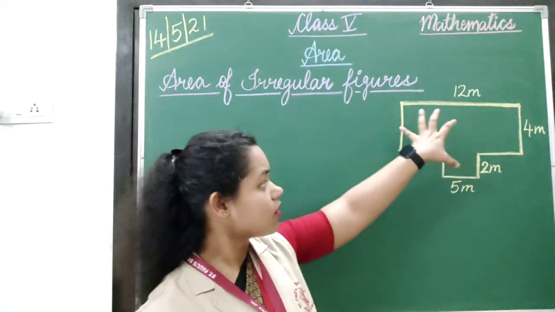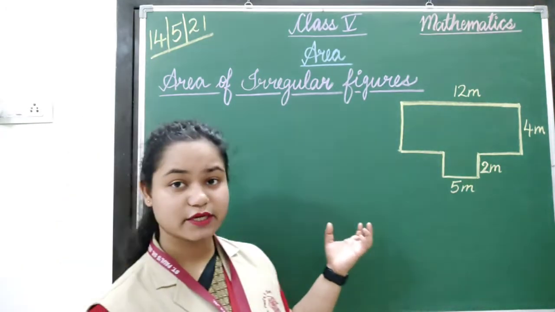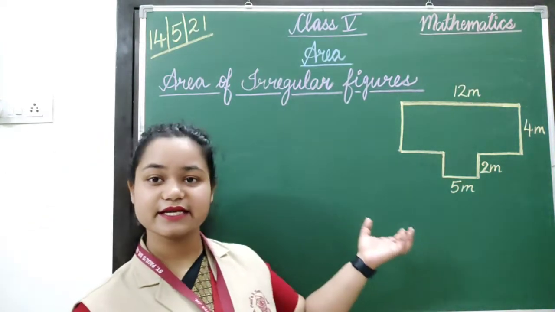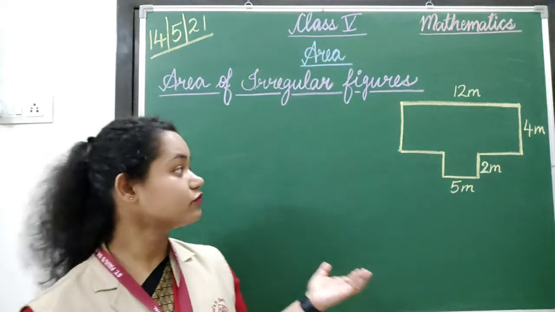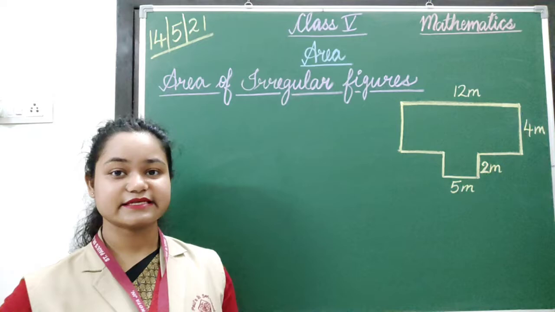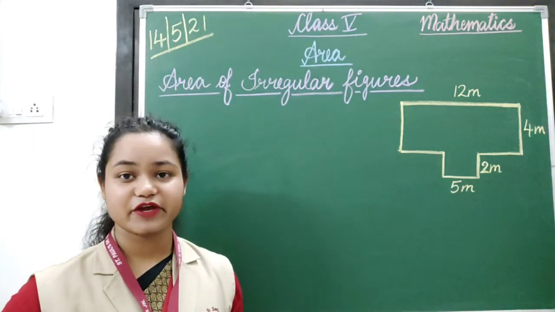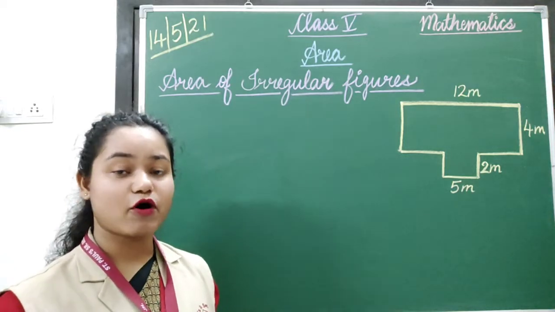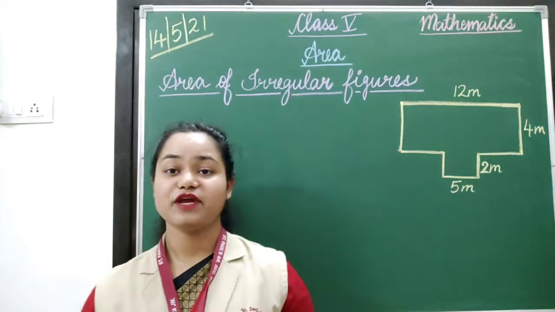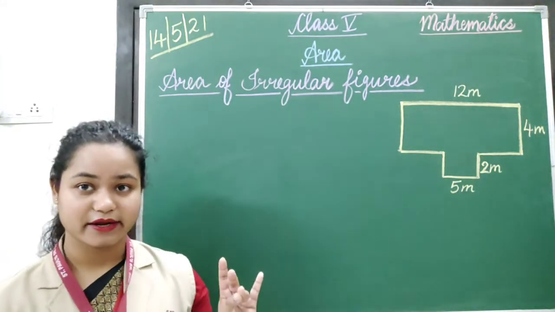Now, one such figure I have taken. Can you make out which figure is this? Is it a square, a rectangle, a triangle, a circle? What is it? We are not able to identify which figure this is. So, in this case, what you need to do is divide the figure in such a way that it forms figures which we know. That means we know the area of rectangle, the area of square, isn't it?